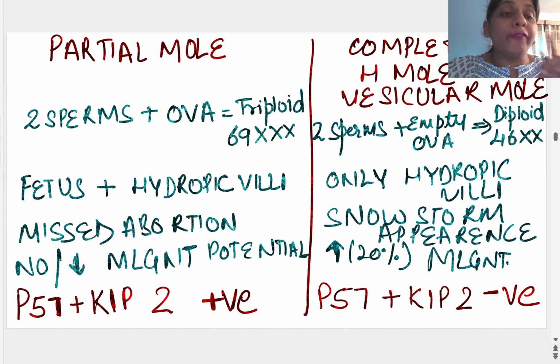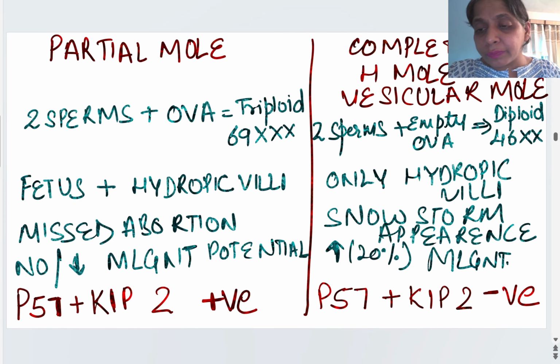Whenever mother nucleus is present, immunostaining for P57 KIP2 is positive. And if P57 KIP2 staining is negative, it means the mother nucleus was absent, which means it is a complete mole. Okay, I hope you understand this.